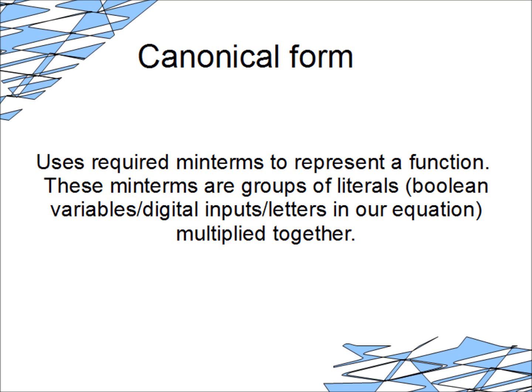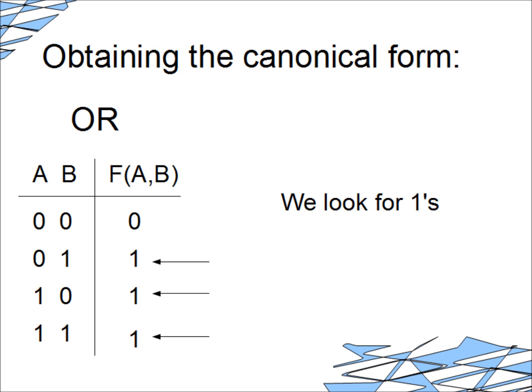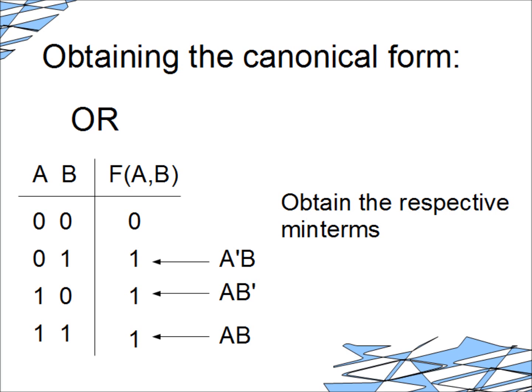It's a way in which we represent a function using all of the minterms that are needed. And minterms are groups of literals multiplied together. Now, in order to obtain the canonical form, what we first need to do is just look at the truth table and locate ones. We have 3 ones right here.